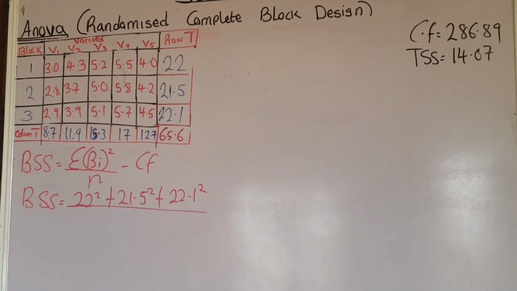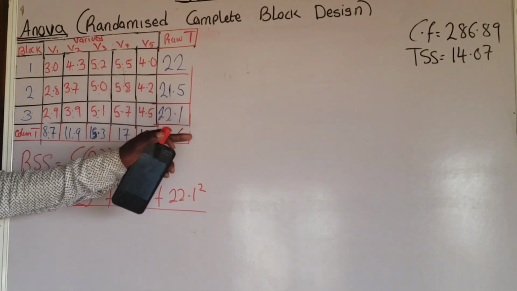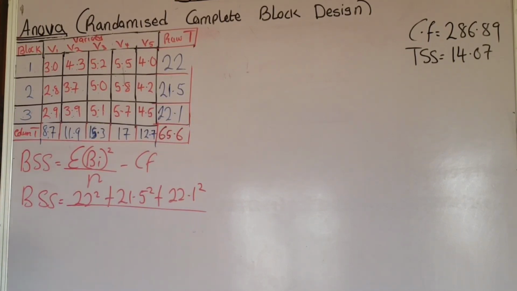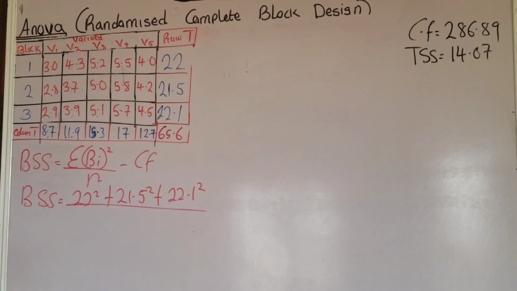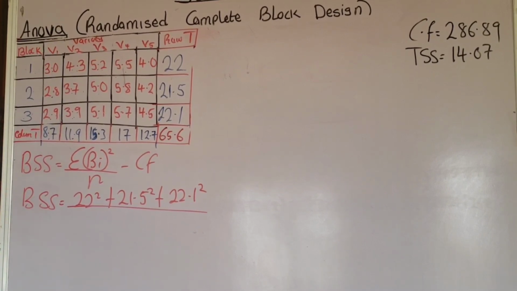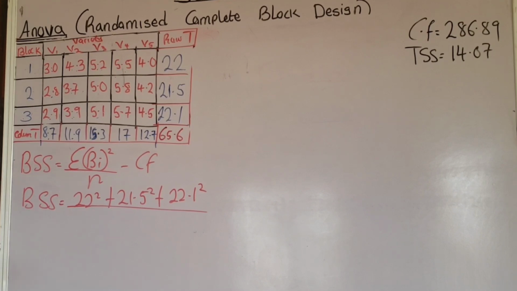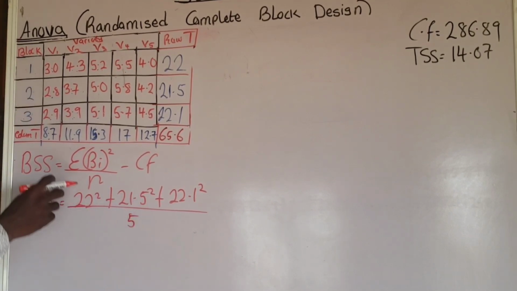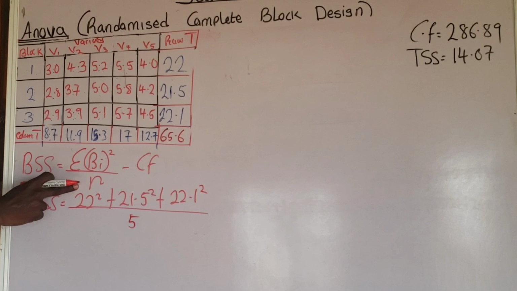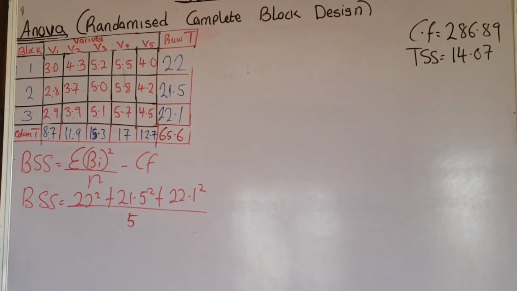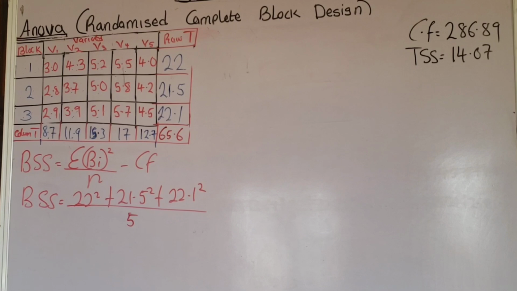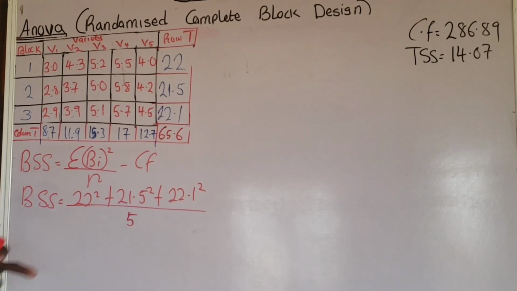Or you can do it like this. Since we have 3 blocks, and we know that the total number of cells in this experimental design is 15, divide the number of cells by the number of blocks. That is 15 divided by 3, that is 5. So n here will be 5. n will not be 15, don't use 15. If you use 15, you are not going to get the correct answer. So that's why I give you two approaches. You can approach it in two ways to get the value of n.